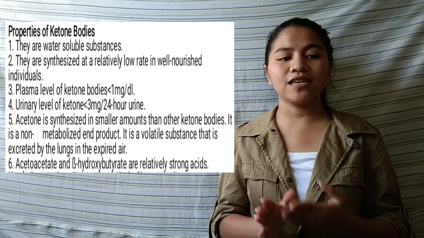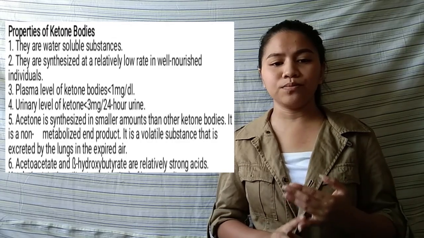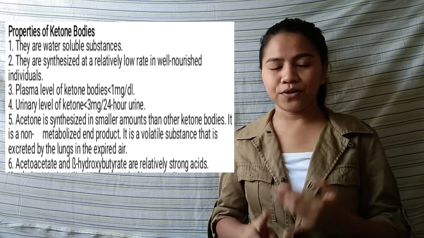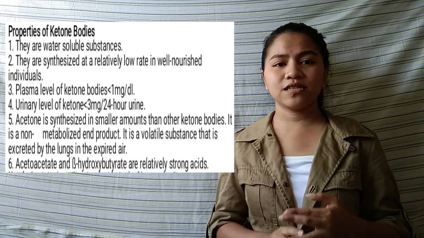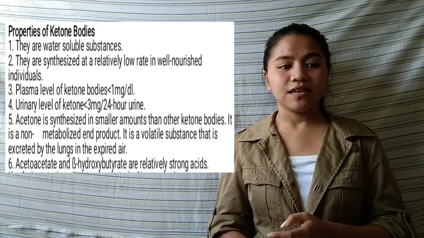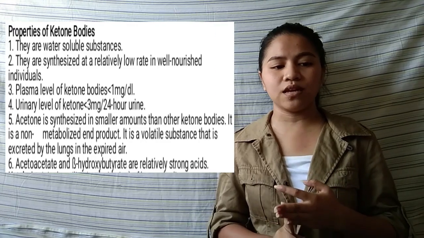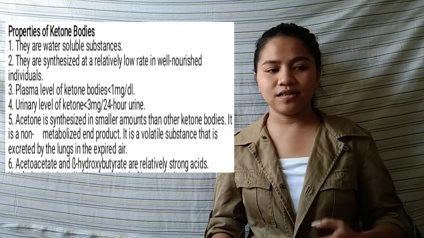Fifth, acetone is synthesized in smaller amounts than other ketone bodies. It is a non-metabolized end product. It is a volatile substance that is excreted by the lungs in the inspired air. Sixth, acetoacetate and beta-hydroxybutyrate are relatively strong acids.